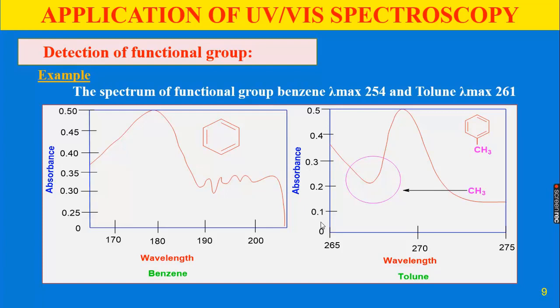Here is another spectra shown. We have benzene and toluene. Benzene absorbs at 254 nanometer as shown in the spectra. But when it is attached with a methyl group, it absorbs at 261 nanometer. So the absorbance shifts. Here a graph is shown between benzene and toluene.